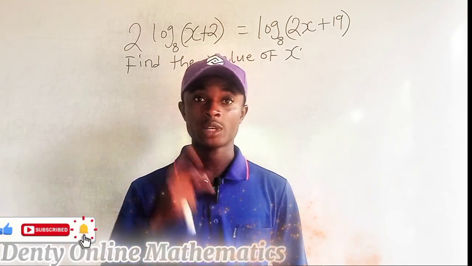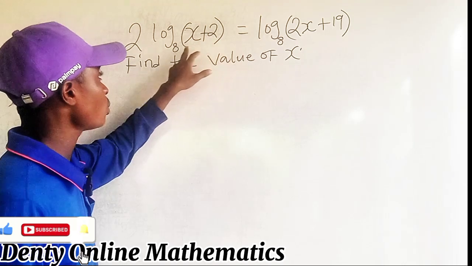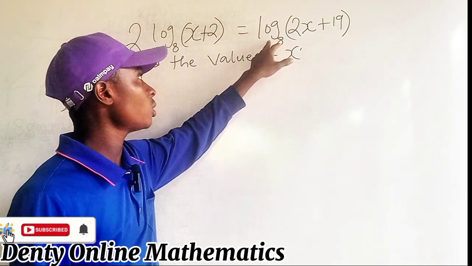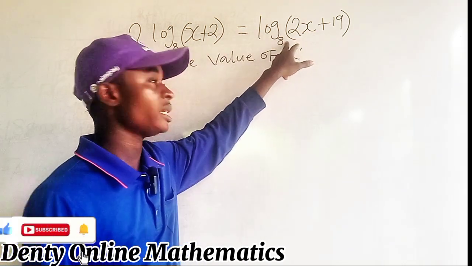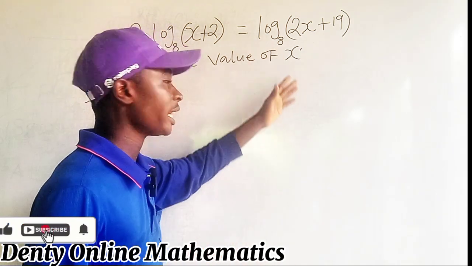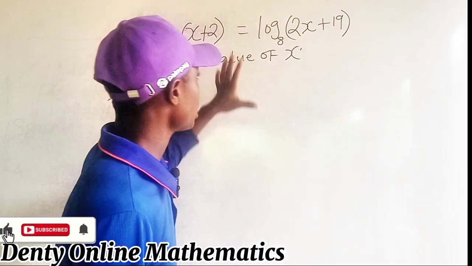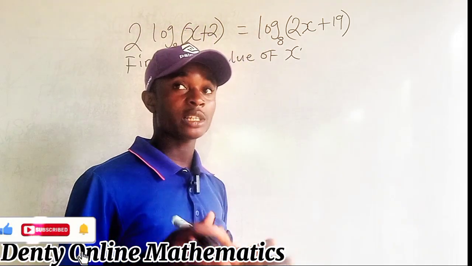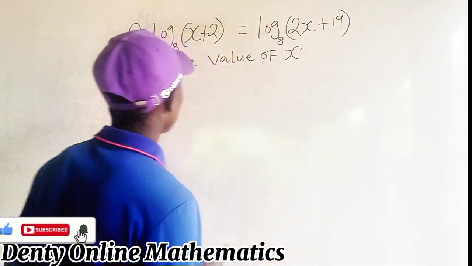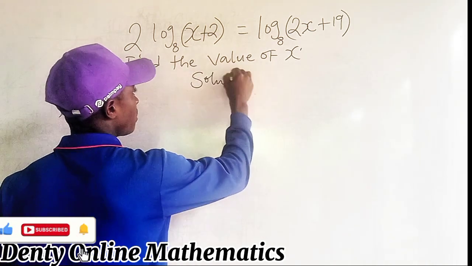Now let's look at what we have here on the board. We have 2 log (x plus 2) base 8 is equal to log (2x plus 19) base 8, and we are asked to find the value of x. Now this is very simple. This is just an example of a logarithmic equation. Now here is the solution to this problem.